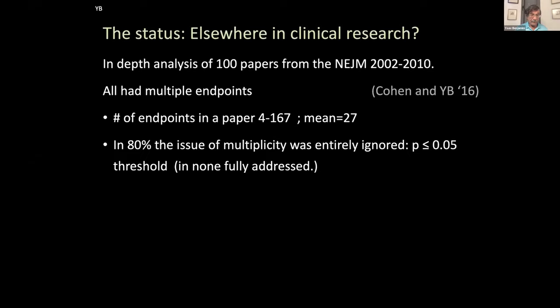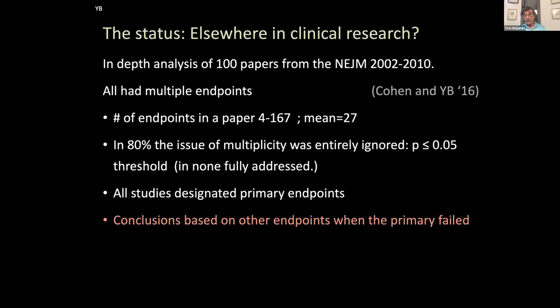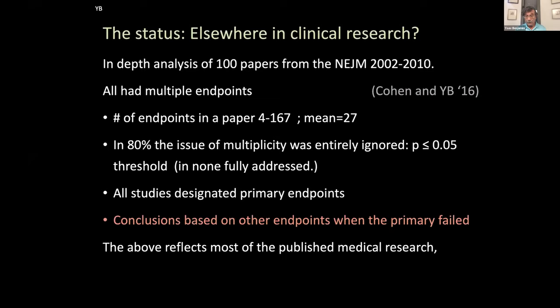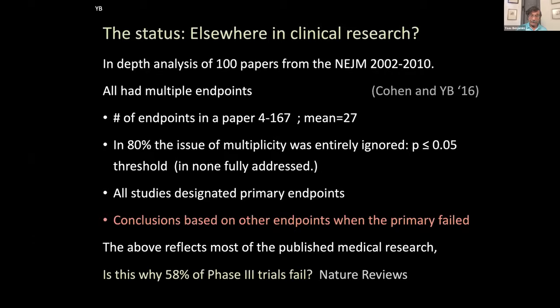Even when it was used, sometimes from multiple looks at the data, it was never fully addressed. All studies designated a primary endpoint, but conclusions were based on other endpoints, though the primary failed. And I think the above reflects most of the published medical research. And maybe this is why about 58% of phase 3 trials fail. This is taken from Nature Reviews. These are the endpoints that are taken to the main phase 3 trials.